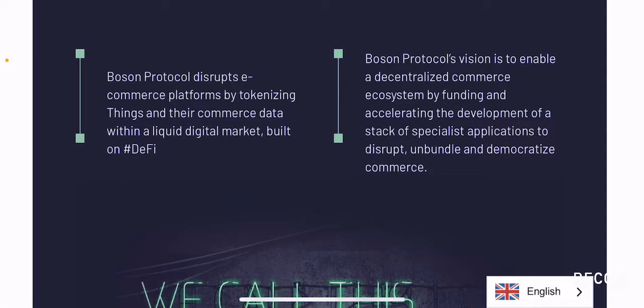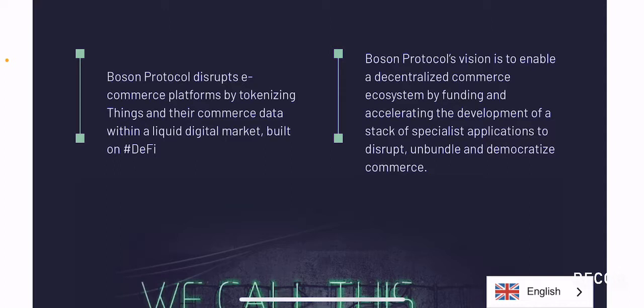So that's pretty mind-blowing in my opinion. Boson protocol's vision is to enable a decentralized commerce ecosystem by funding and accelerating the development of a stack of specialist applications to disrupt, unbundle, and democratize commerce, right? Very well said. Again, something that is very important for everyone to understand if you are to invest in this project specifically. So basically, we'll break that further, right?